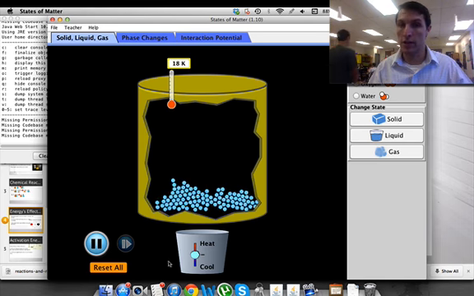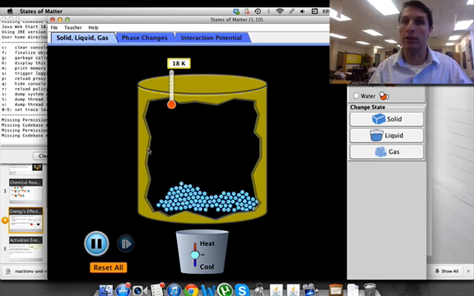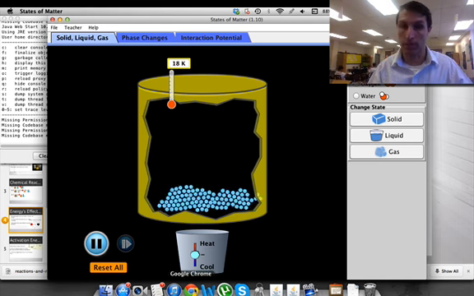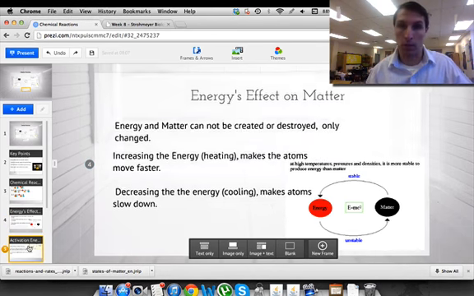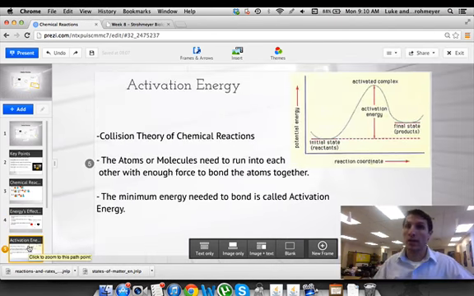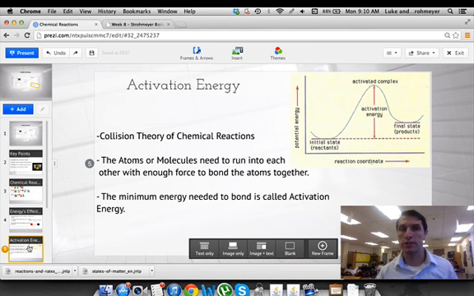So energy has this effect on matter, either making it move faster or slower. Why is that important? It's important because of the activation energy of a chemical reaction, and this really depends on what's called collision theory. Collision theory is the idea that the atoms actually have to hit each other for the chemical reaction to take place. The reaction can't take place if they're not touching.